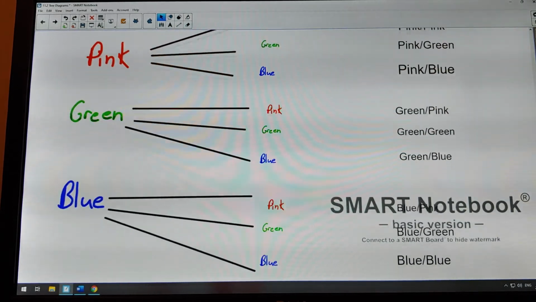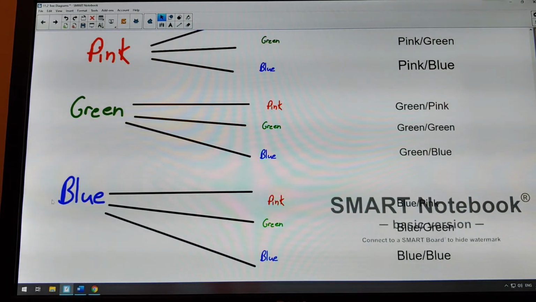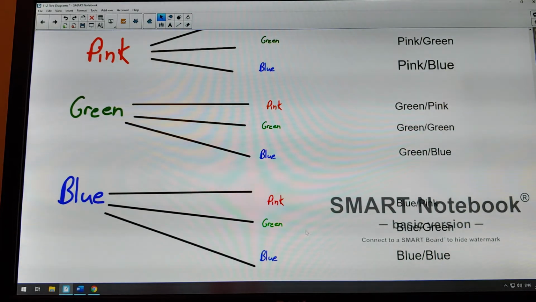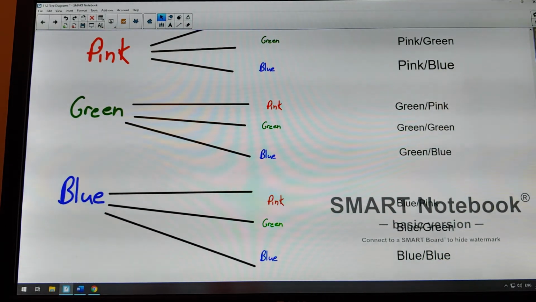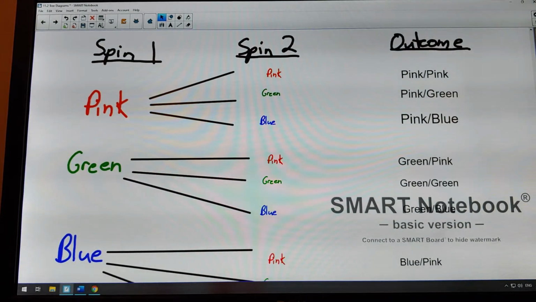And then obviously, spin one, you could have got blue. What could happen on spin two? Well, you could get pink, green, or blue. And then it's just organizing your outcomes so that they're easier for you to see.